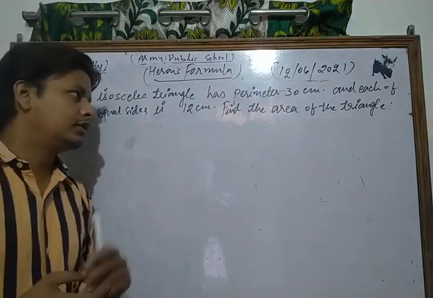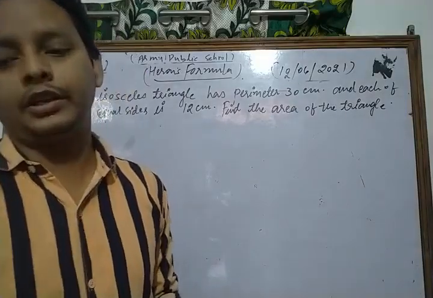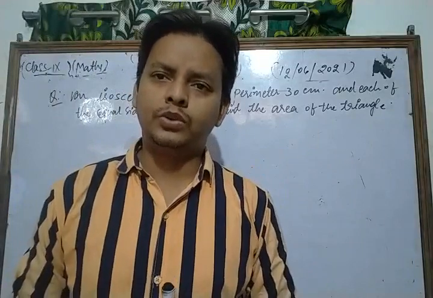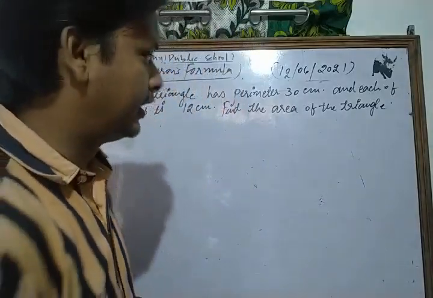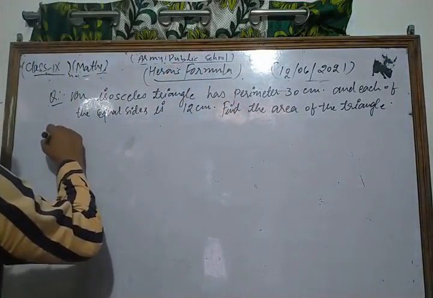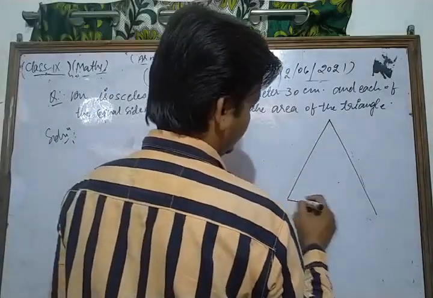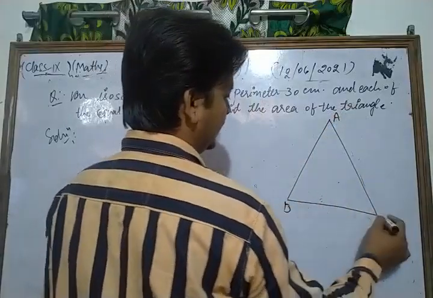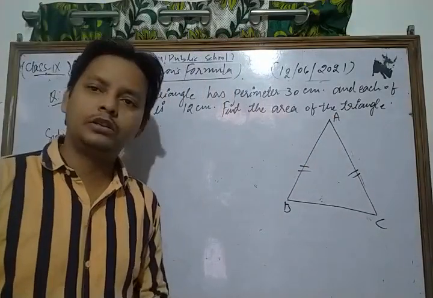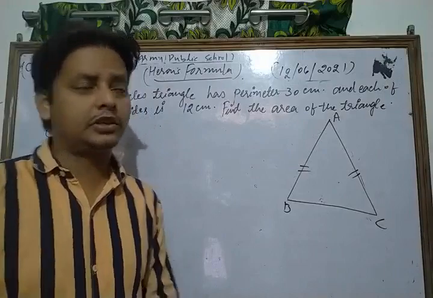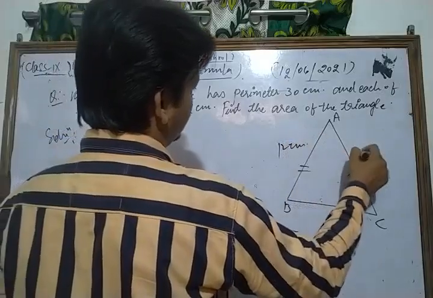Let's see. Dear students, in that question an isosceles triangle is given, and you know that in an isosceles triangle two sides are equal to each other. Now let's see its solution. First of all, let ABC be an isosceles triangle in which AB is equal to AC. Suppose the two sides AB and AC are equal, because this is an isosceles triangle, and the two equal sides are given, which is 12 centimeter and this is also 12 centimeter.